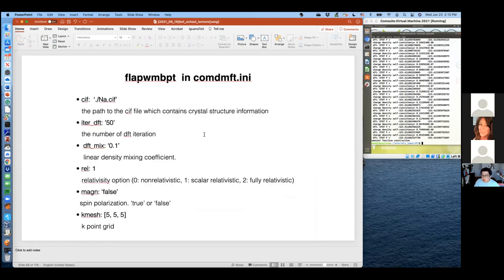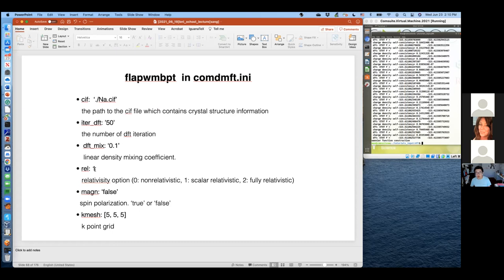And then there is another dictionary, which is FLAPW MuffinTin. This is the input file specific to the FLAPW MuffinTin code. One important key is the CIF file. In the COM DMFT, you are supposed to provide the crystal structure information by using a CIF file. So you can just let the code know where the CIF file is located. And here you can set the number of the DFT iterations, but here I just set it to be 50. And for the FLAPW code, we are doing the linear density mixing. So in this case, I just put the linear mixing to be 0.1.